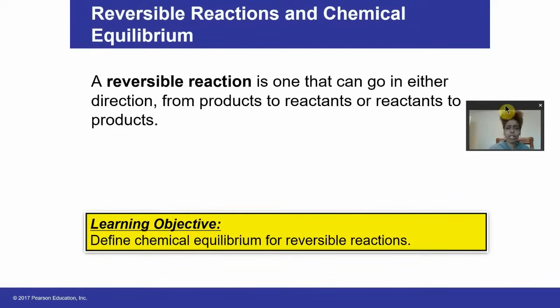Now we're going to take a look at what happens to a reaction once it gets to a certain point. It starts to go in reverse. You saw that in the previous video where we were looking at the chemical reaction and the graphical representation. We saw that reactants were being made at the same time as products.